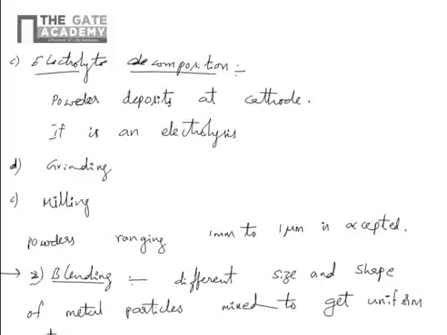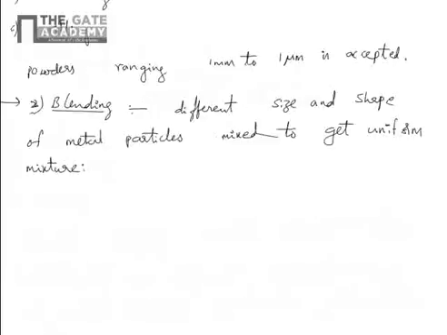So how will you get a uniform mixture? Keep it in one shell and rotate it, mix uniformly, such that it will give the uniform mixture. After mixing comes compacting, which is nothing but compressing, applying pressure. As the pressure increases, the density increases, porosity decreases, and contact area increases.